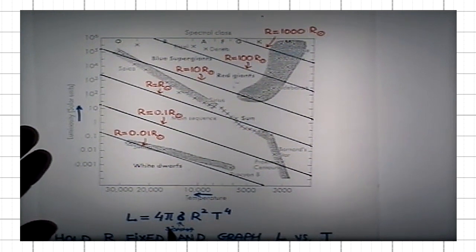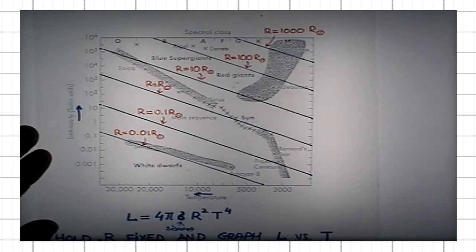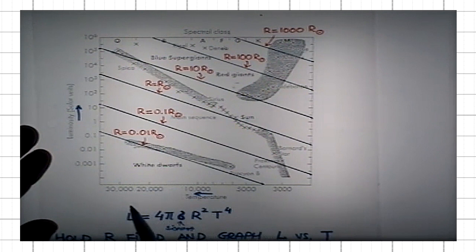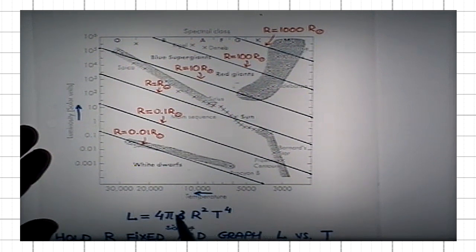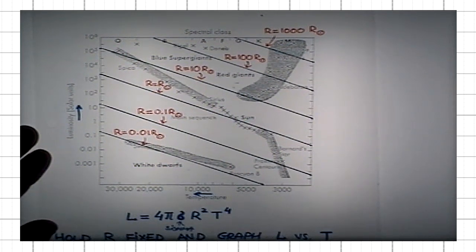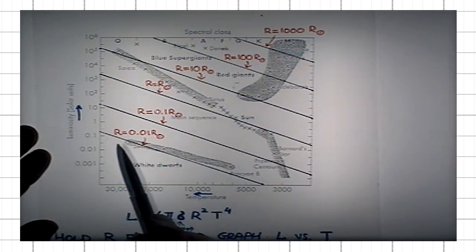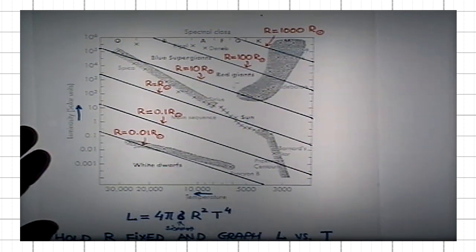So what you can do is plot lines representing the Stefan-Boltzmann law on HR diagrams. You pick a particular value of R, the radius of the star, and then you change the temperature and calculate the corresponding luminosity. This line here is obtained if you pick the radius to be 100 times the sun's radius. So you fix R to be 100 solar radii, put in the values of temperature in this range, and calculate the luminosity. The Stefan-Boltzmann law for this particular value of radius is represented by this straight line.